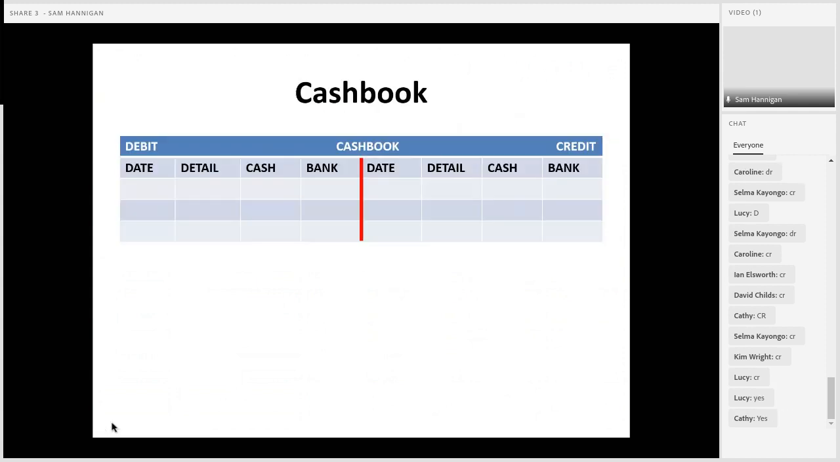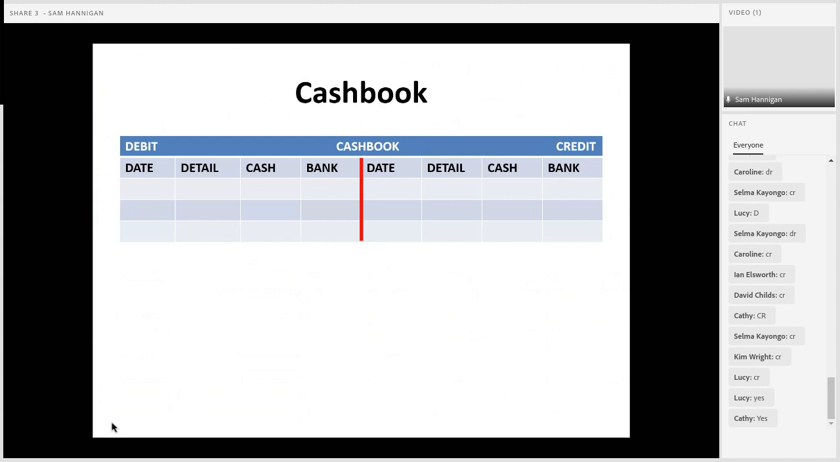Remember, there's no stupid questions, so if you've got a question, just type it in and we'll go through it. So today's lesson, we're going to start looking at cash book. This is cash book based on money coming in, so this is your customers or your sales, cash sales coming in. We'll move on to purchase ledger in a bit.